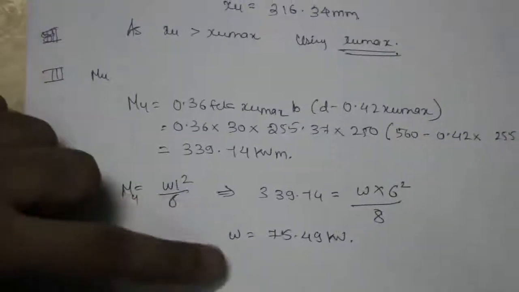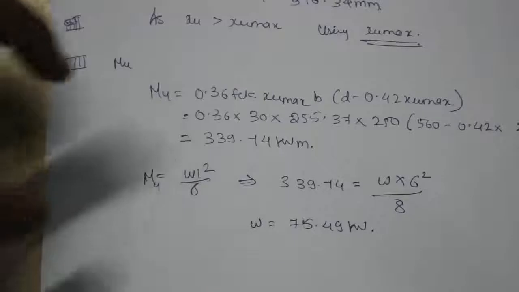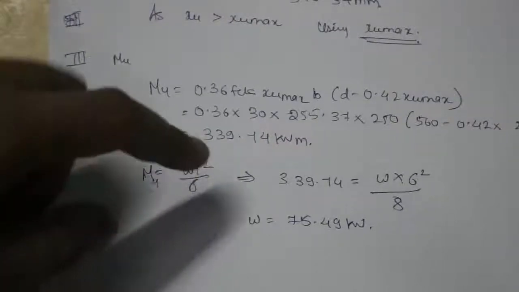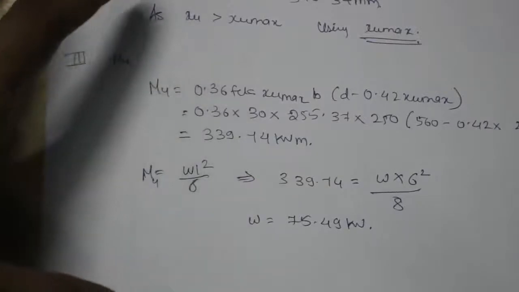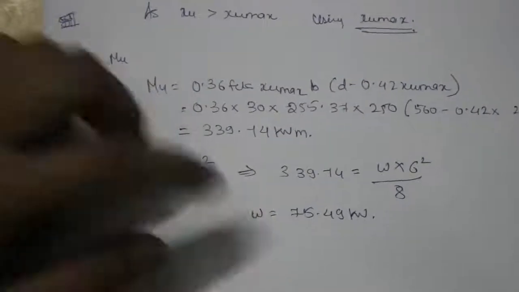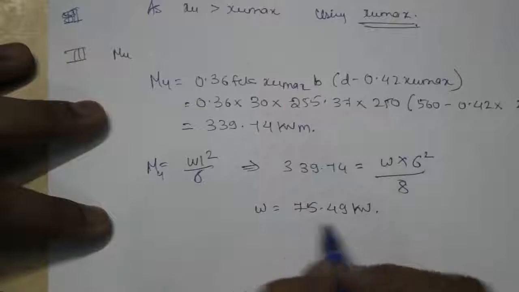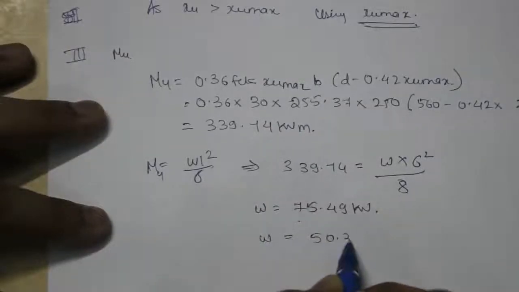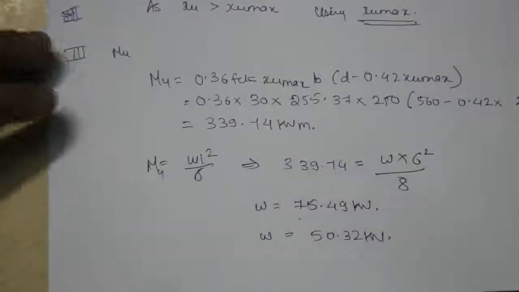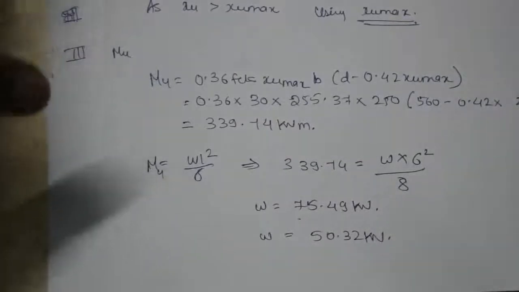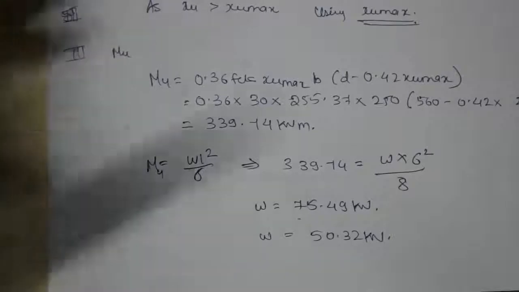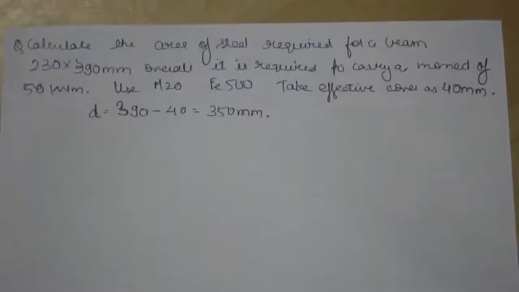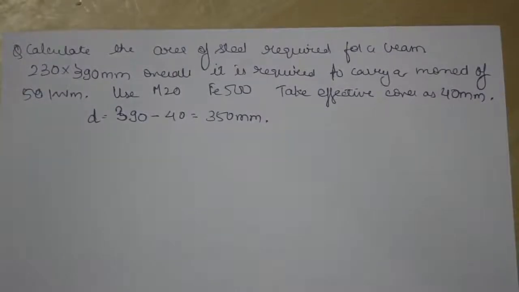So this value of w is the factored load, because the value of moment we used was the factored moment value. So this will be the factored load. If we divide it by 1.5, we'll get the working load, which will be 50.32 kilonewton. So that's the analysis type of problem. We'll see the design problem after this. Now let us see a design problem.